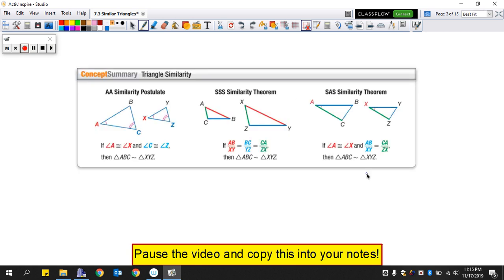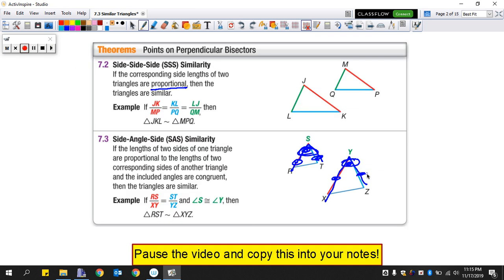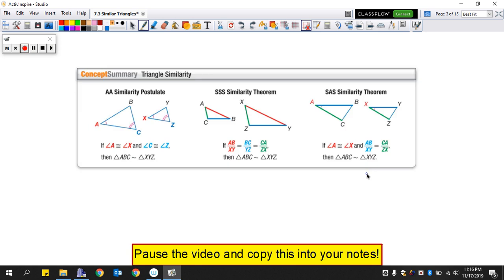Copy this slide down into your notes as well. And this next little table just shows a quick summary of the postulate and the two theorems that we just went over. You might want to copy this down as a quick reference.